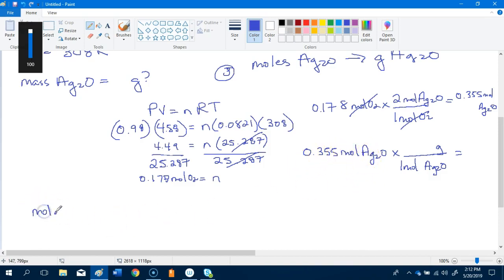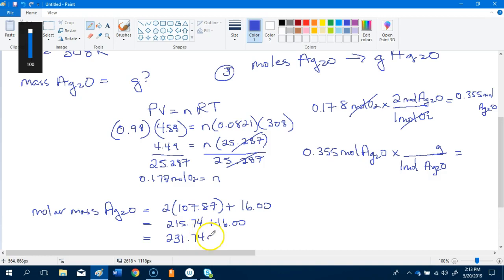So, a little side calculation here: the molar mass of silver oxide is going to be 2 times the atomic mass of silver, 107.87, plus the atomic mass of oxygen, which is 16. So 2 times 107.87 is 215.74, plus 16. And so my molar mass is going to be 231.74 grams. Put that into my equation here.